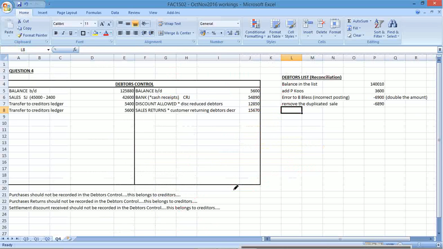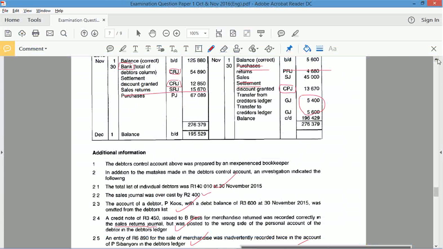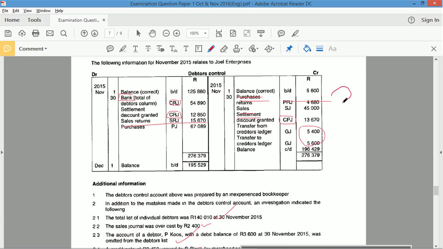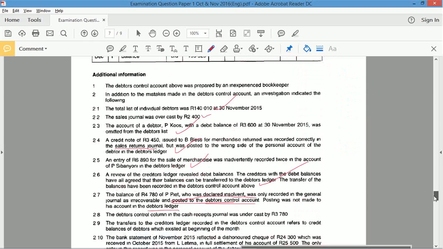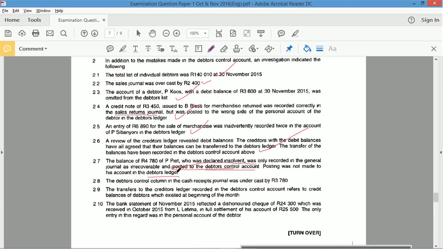But do you see a credit loss here? No. See, that's weird. So now I'm asking, where is the credit loss then? If they said they posted it, that doesn't make any sense. Okay, but that's what they say in the question. Right. Let's just read it again. The question says, the balance of 4780 was declared insolvent, recorded in the general journal as irrecoverable, and posted to the debtor's control account. Okay, that's what they say. I don't see it there. Let's see if it balances. If it doesn't, we'll include it.